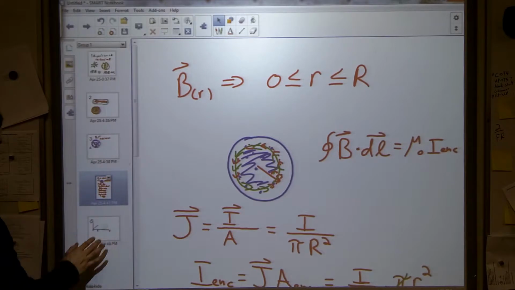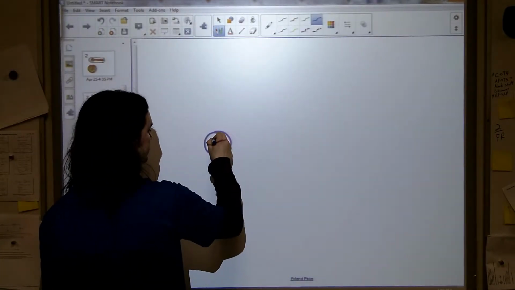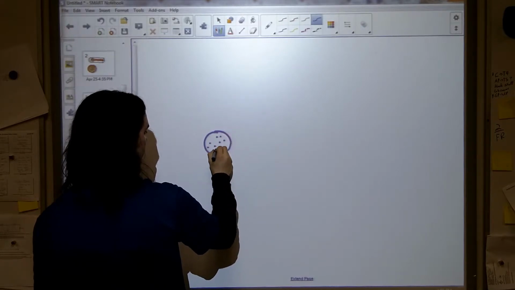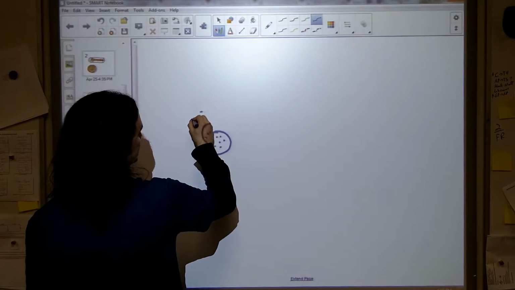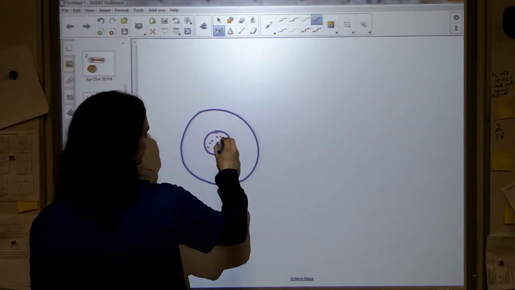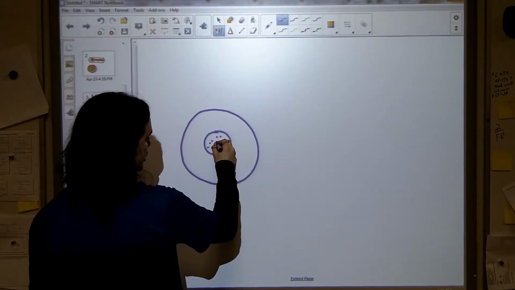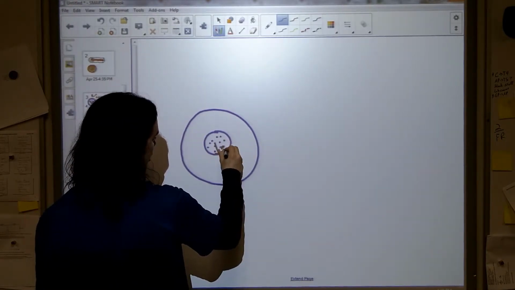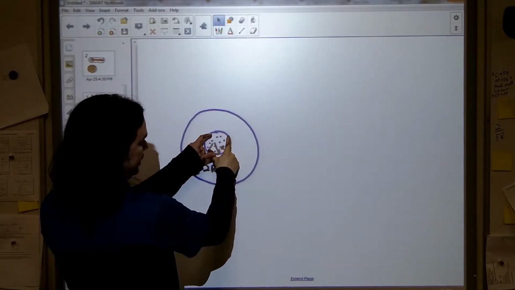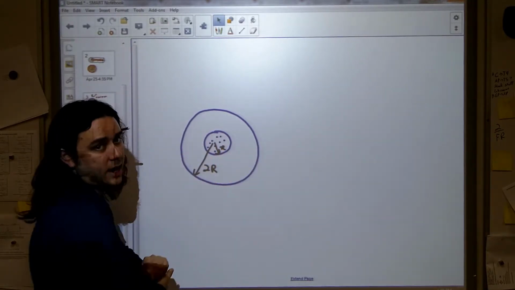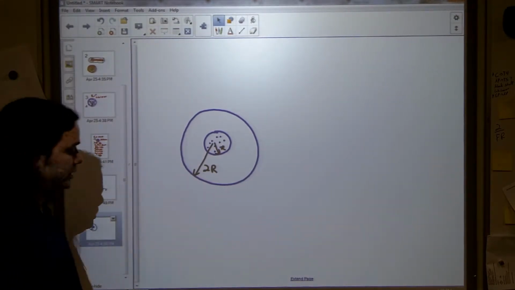This one's a little bit trickier than the next part that we have. I have the wire here with the current coming out of the board, and we've got the next wire that starts in here. I'm not going to draw this part in, but we are looking for the region between R and 2R. We found the magnetic field in here. It increases as the little r increases, so it increases linearly.